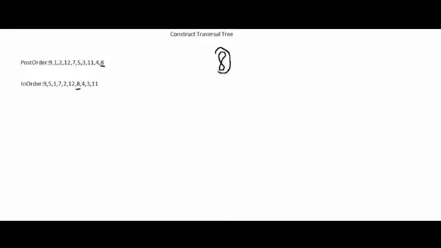As we very well know, in the traversal tree all the insertions are started from the left side and the deletions are done from the right side. So as we are constructing the tree, we will do all the insertions from the left side. So in order to find what will be the first root on the left side of all this left part, we will go to the post order.